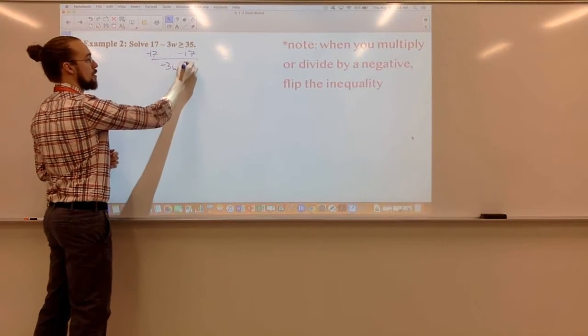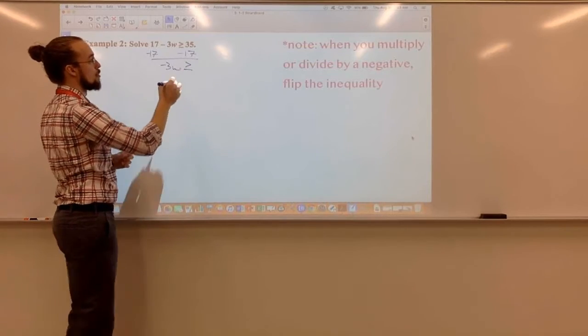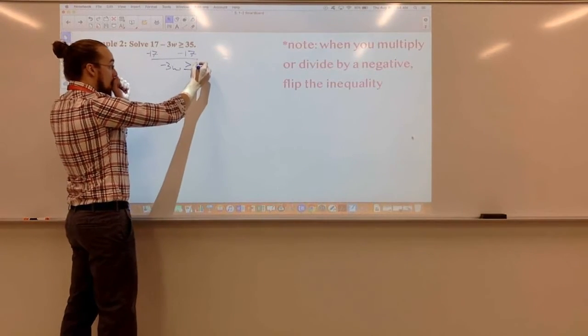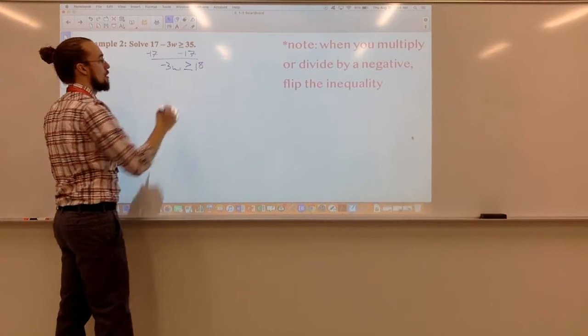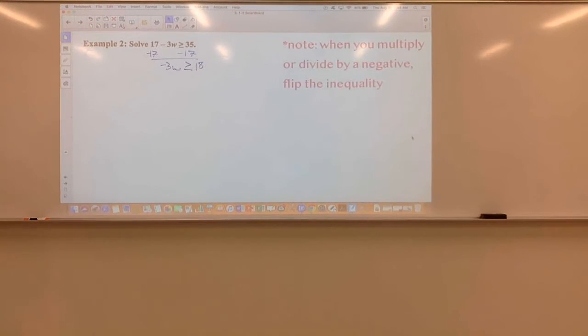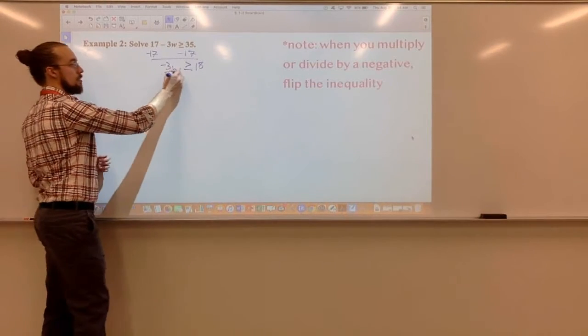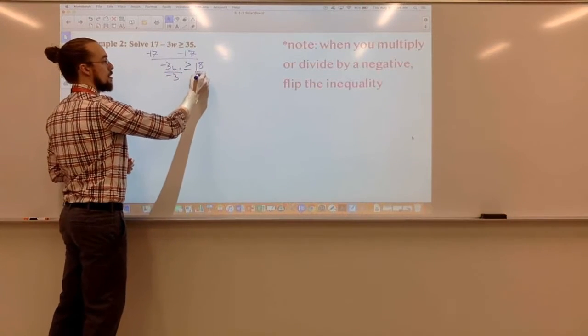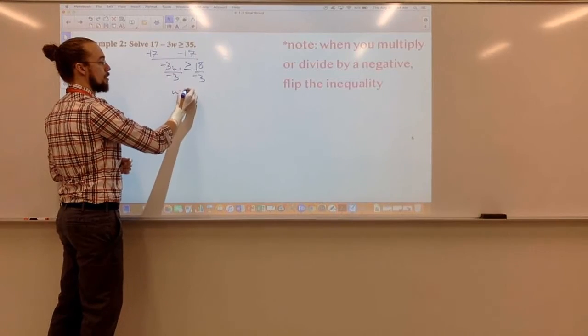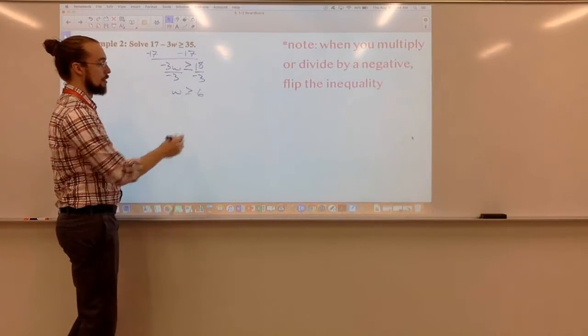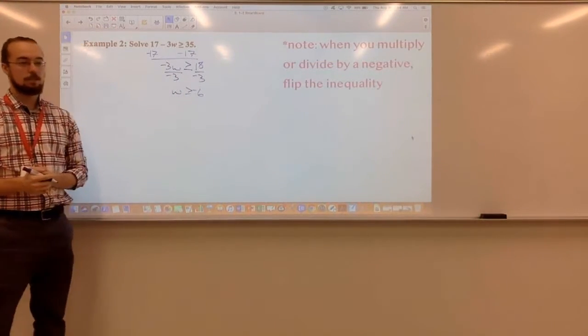Negative 3w is greater than or equal to, what is that, 18? Yeah. Now what? Divide by negative 3. So I get w is greater than or equal to 6, or negative 6. Where did you put the sign?